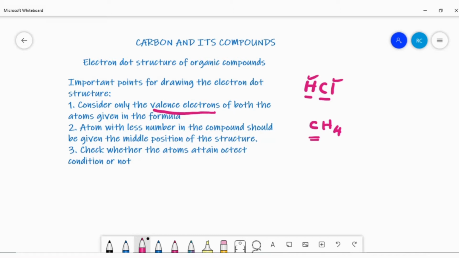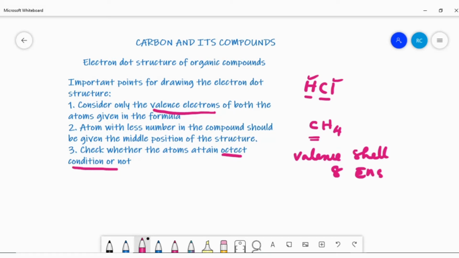And the third one: check whether the atoms attain octet condition or not. What is octet condition? Every atom actually reacts to satisfy the octet condition, which means the outer shell, or the valence shell, of these atoms needs 8 electrons. If they don't have 8 electrons, these atoms will react with other elements and gain the number of electrons which they want.